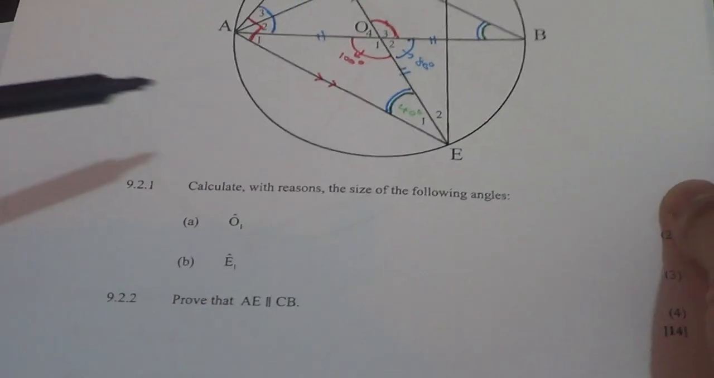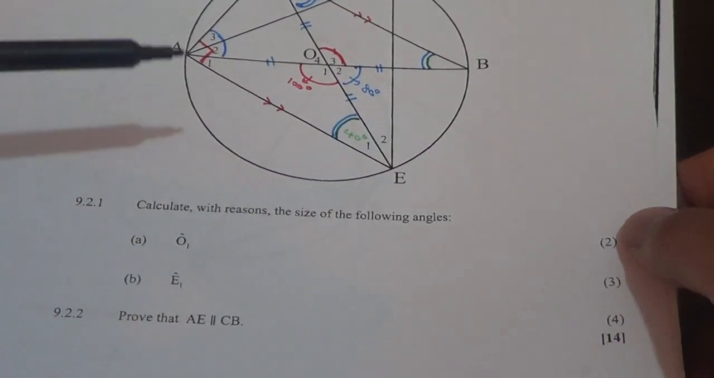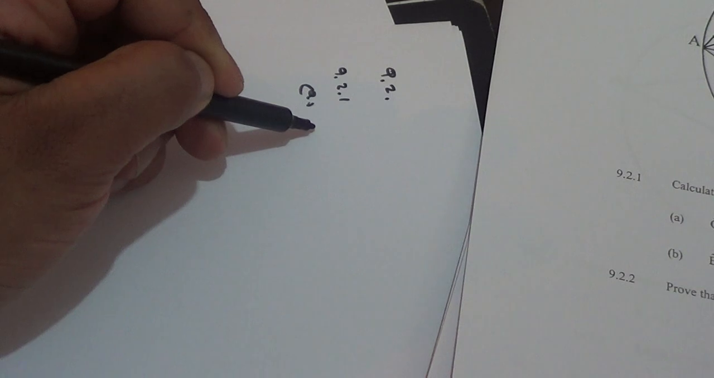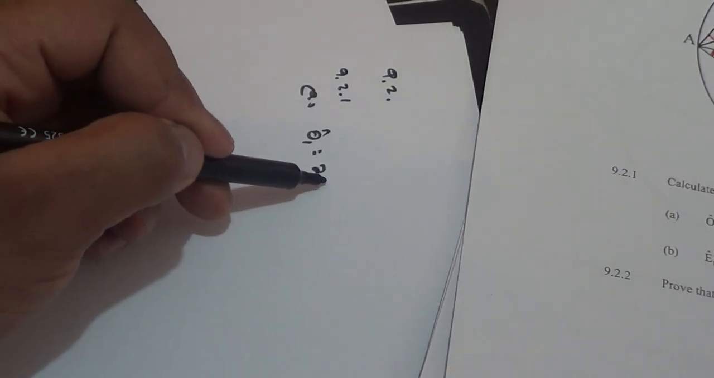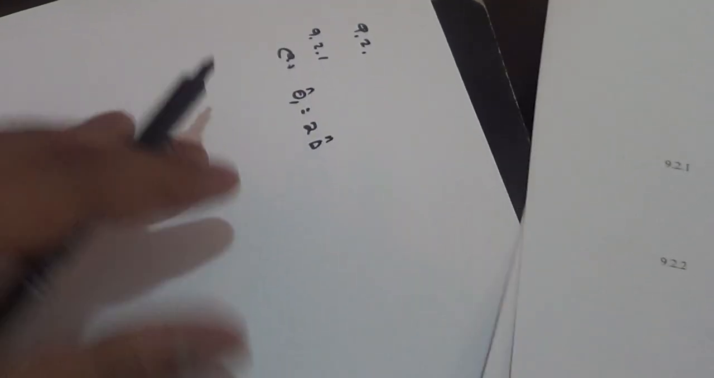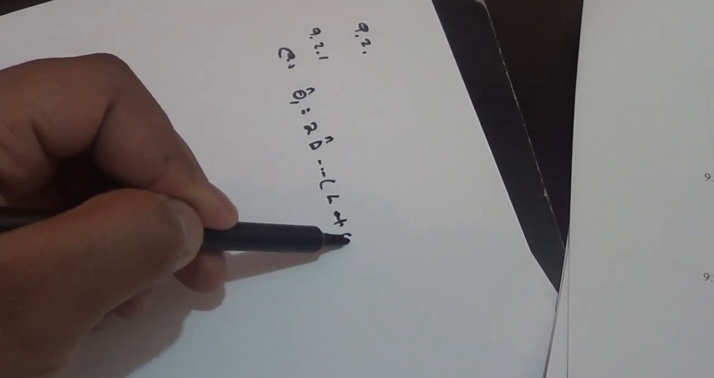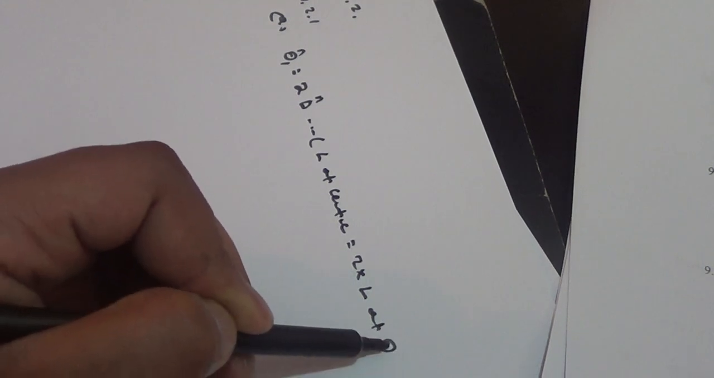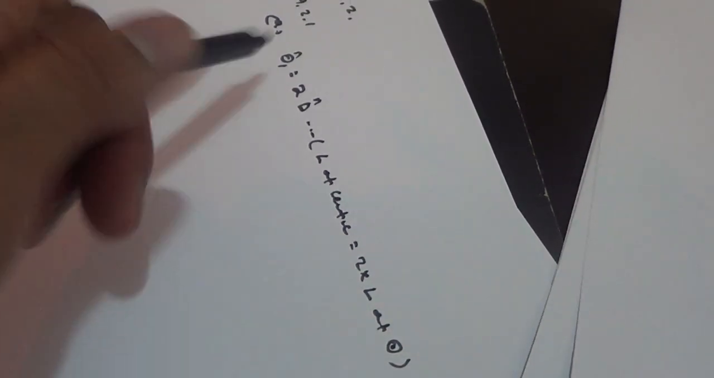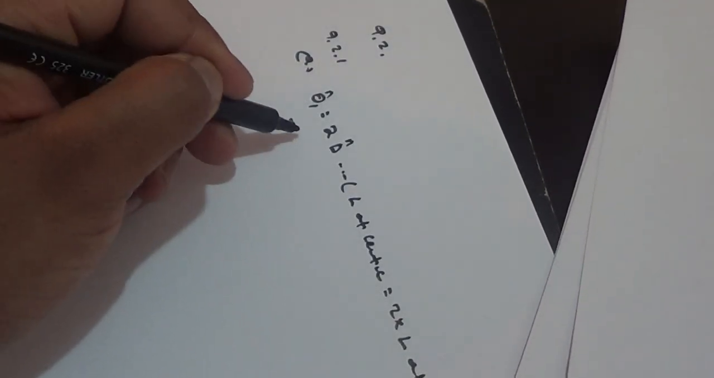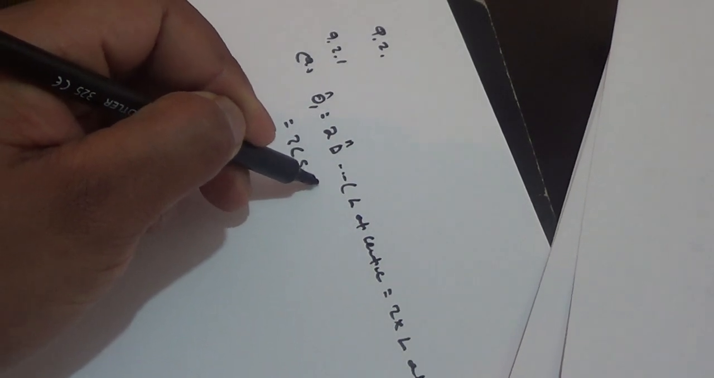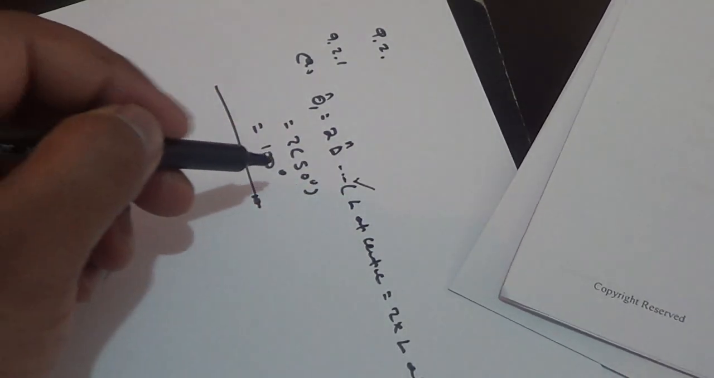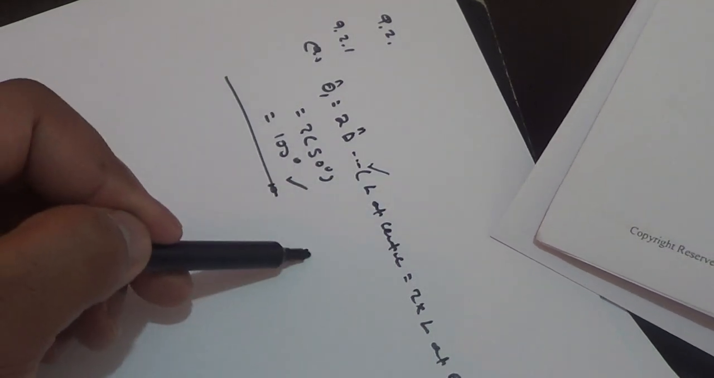So 9.2.1 says, calculate, given reasons, the size of the following angles. O1. So we are sorted here. We're going to start by saying O1 is equal to twice angle D, okay? The reason is that angle at center is equal to 2 times angle at circumference. So these are some of the theorems that are proved, so you can use them like that. No one will punish you. Which is going to be equal to 2 times 50 degrees, which is going to be 100 degrees. Okay, that is sorted.